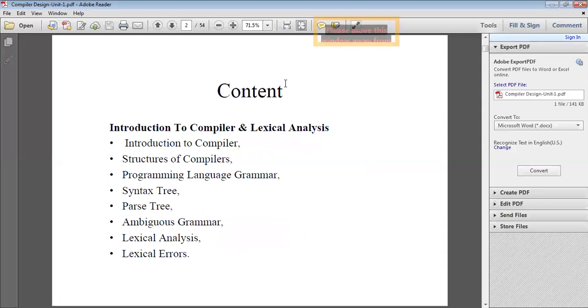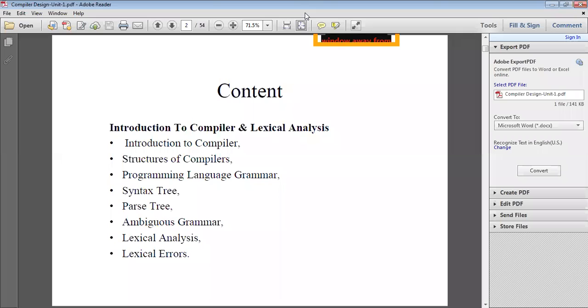So the contents for the first unit are the introduction to compiler and lexical analysis. The contents are the introduction to compiler, structures of compilers, programming language grammar, syntax tree, parse tree, ambiguous grammar, lexical analysis, and lexical errors.